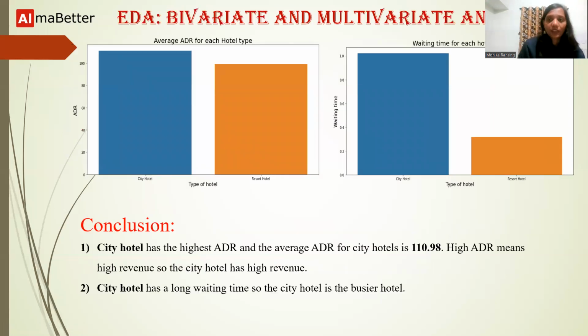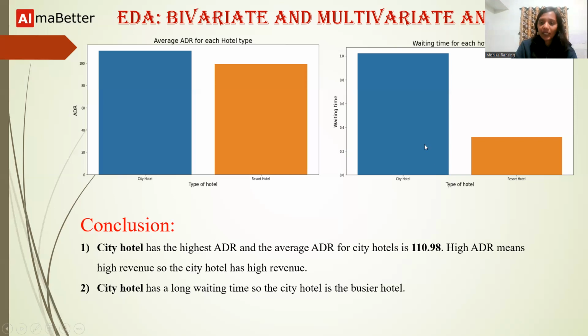From here, bivariate and multivariate analysis started. In this analysis, the first variable is which hotel type has the highest average ADR. For that I used a bar plot, and I got the insight that city hotel has the highest ADR, with an average ADR of 110.98. So in short, city hotel has the highest ADR. High ADR means high revenue, so the city hotel has high revenue.